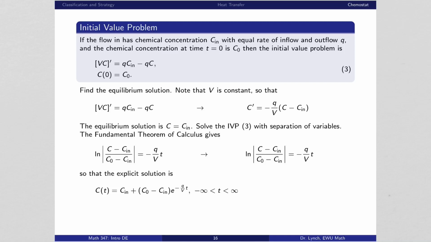Similarly, as t goes to infinity, as time gets large, the exponential term vanishes, and we see that the limit as t goes to infinity of C of t is equal to C_in, which makes sense also. After a long time, the concentration in the tank should be equal to the concentration coming into the tank. And this is a perfectly differentiable function on the interval minus infinity to infinity, so that's the interval of existence for the solution of this differential equation.